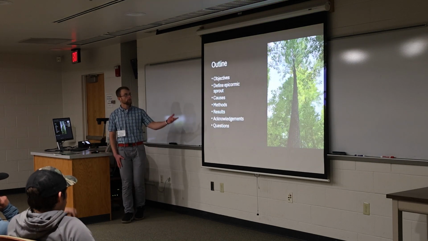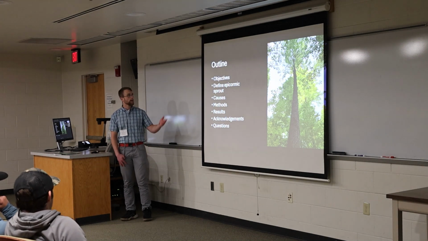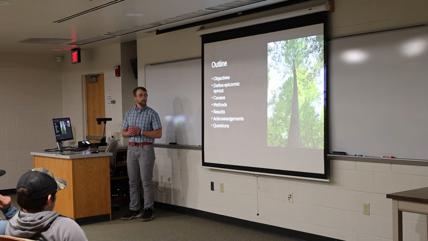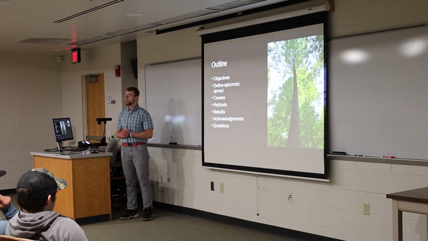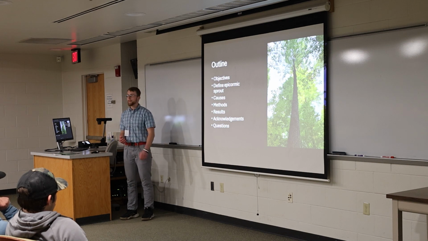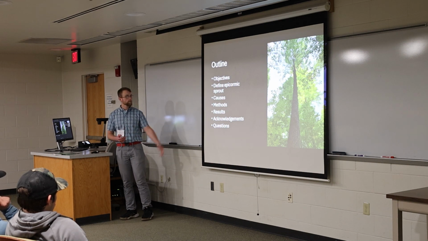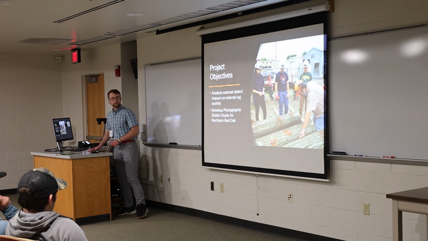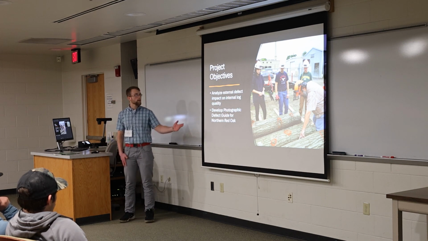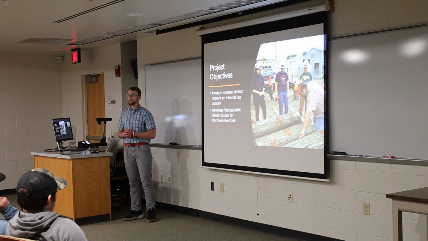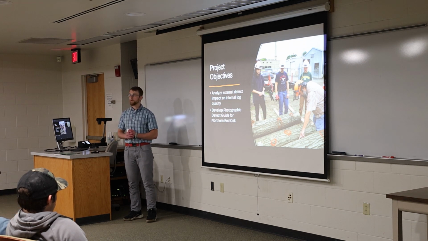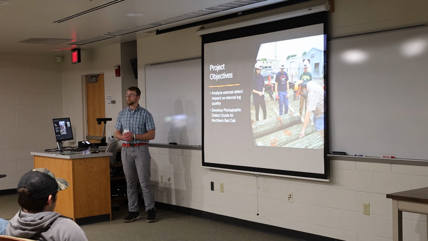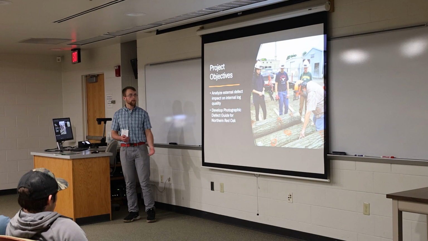So, just a quick overview of what we're going to cover today. We have the project objectives, and then we're going to define an epicormic sprout. And then we'll go over some of the causes of epicormic sprouting, as well as the methods of our project that got us to our results. And then there are a few acknowledgments that I would like to make at the end, and then I will open it up to questions. So the objectives of our project were to analyze external defect impact on internal log quality, as well as to develop a photographic guide for northern red oak. Now, this photographic guide is going to be a follow-up publication to one that is already out there on hard maple.